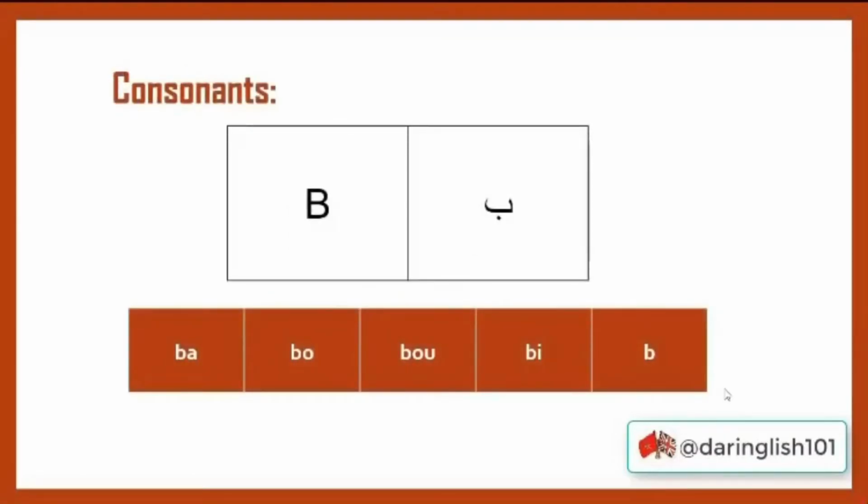So the consonants, you have حرف الباء. حرف is letter. So الباء, ba, bu, bi, b. حرف الدال, da, du, di, d. حرف الضاد, da, du, di, d.